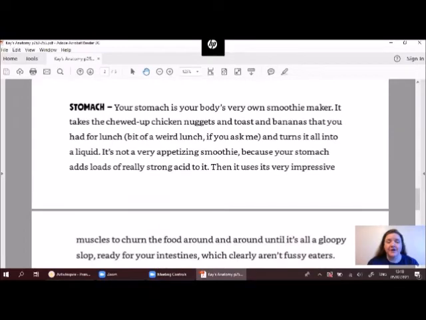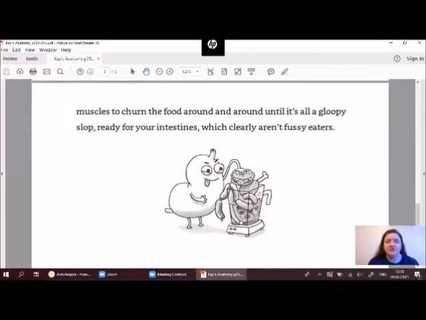The stomach. Your stomach is your body's very own smoothie maker. It takes the chewed up chicken nuggets and toast and bananas that you had for lunch, a bit of a weird lunch if you ask me, and turns it all into a liquid. It's not a very appetizing smoothie because your stomach adds loads of really strong acid to it. Then it uses its very impressive muscles to churn the food around and around until it's all a gloopy slop, ready for your intestines, which clearly aren't fussy eaters.